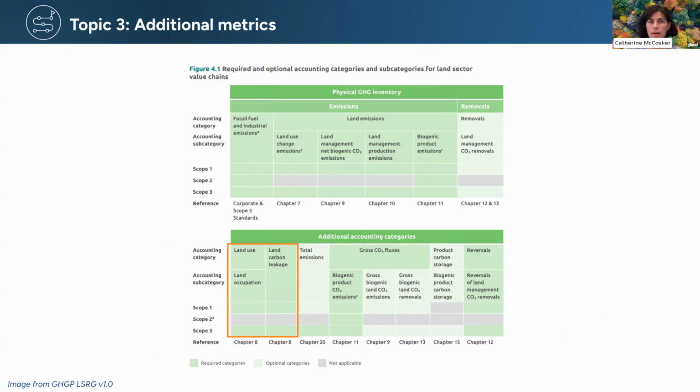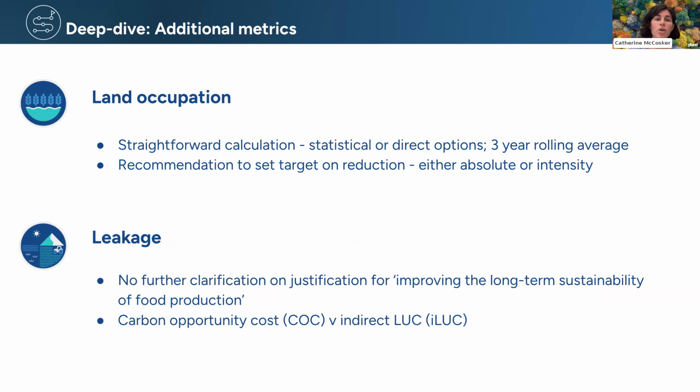So now I'm going to leave removals and touch briefly on the additional metrics topic, just because I think there is some interesting clarification that the guidance does give. So I'll talk about land occupation first. This is a pretty straightforward calculation. They give the guidance on how to do it. There's a couple of options, statistical or direct, depending on the data you have access to.